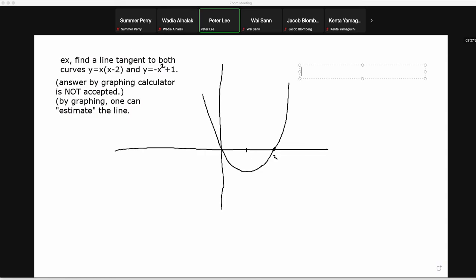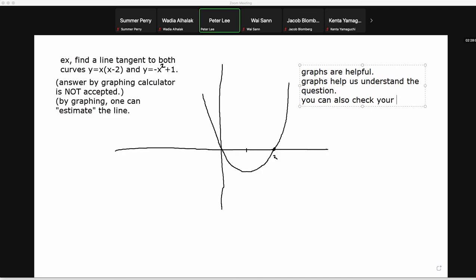Do you still need to graph? Well, I do recommend it. Graphs are always helpful. Graphs help us understand the question. You can also check your answer by graphs, by estimation.